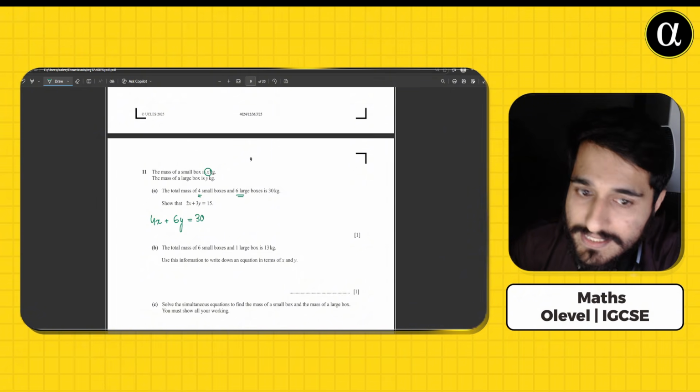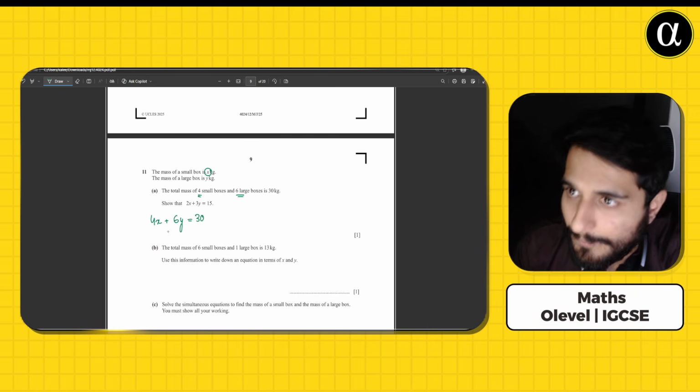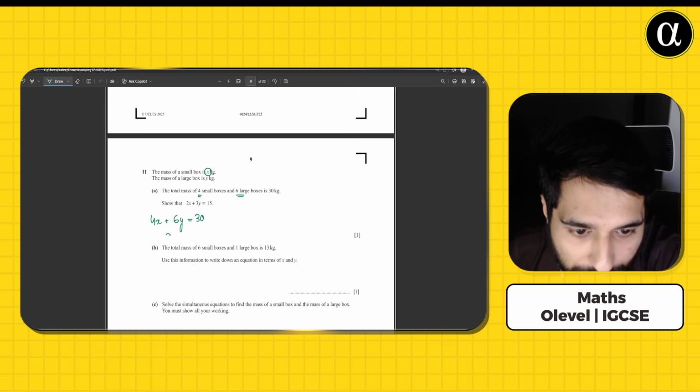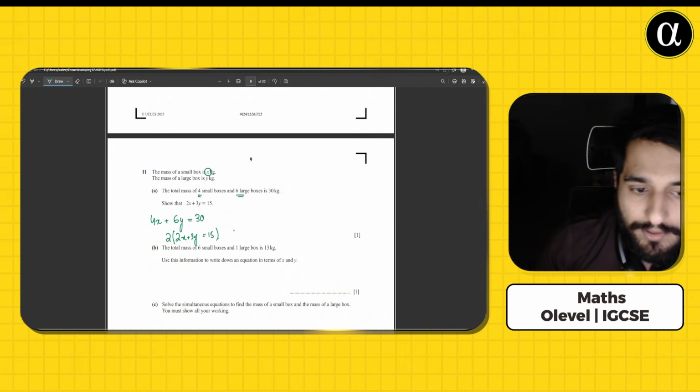Now what am I going to do? I'll simplify it. I'll take something as common, because we know that all of this can be divided by the number 2. So I'll take 2 as common. When I take 2 as common, this would become 2x plus 3y equals 15, which means we have proven it right here.